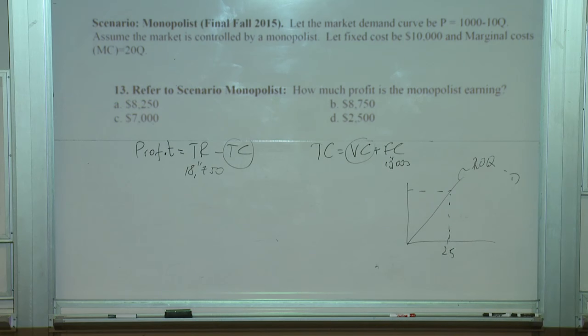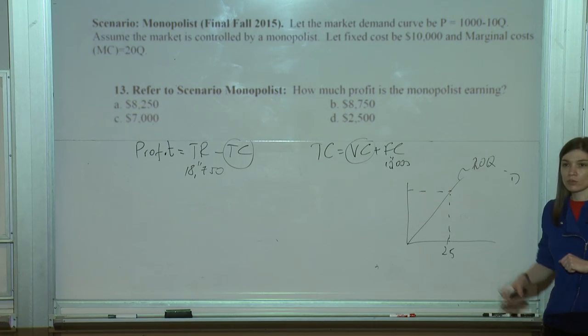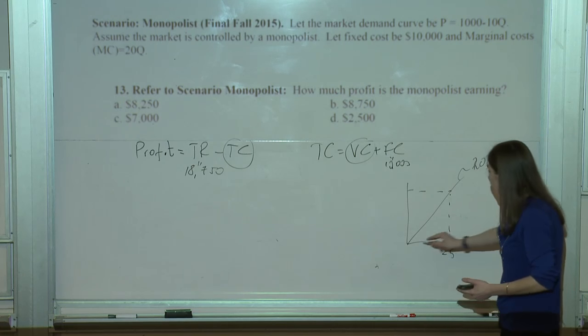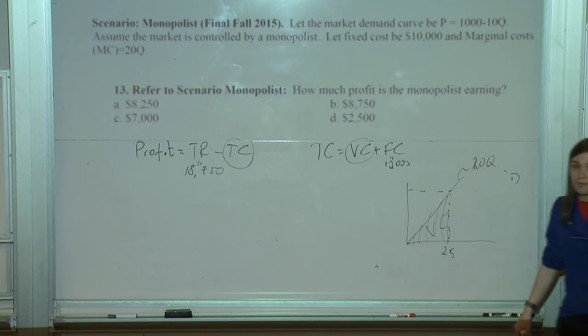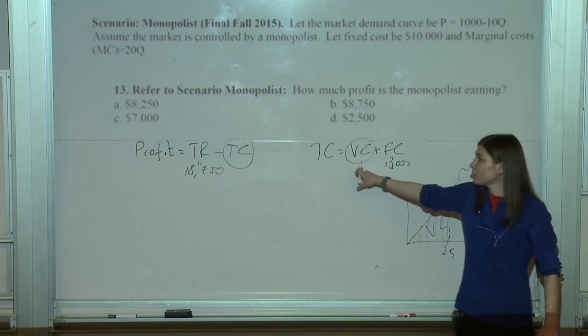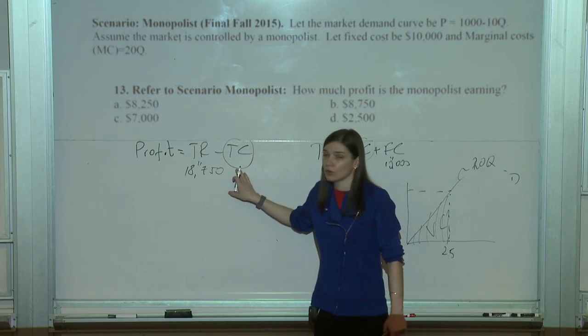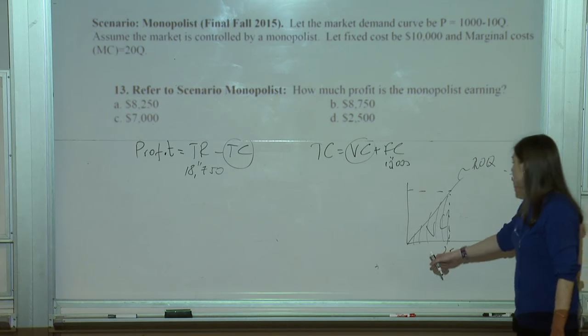All right, by definition, variable cost is going to be the area below the marginal cost curve above the x-axis. So variable cost is the area of this triangle. If I find the area of this triangle, I know the variable costs, plug it in here, find the total cost, and then plug it in here to find the profit. Those are the steps.